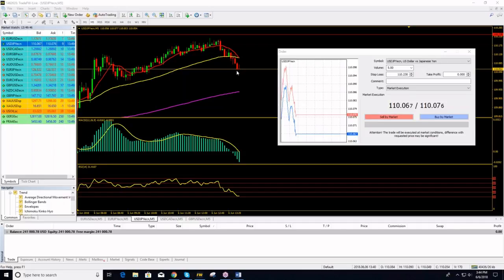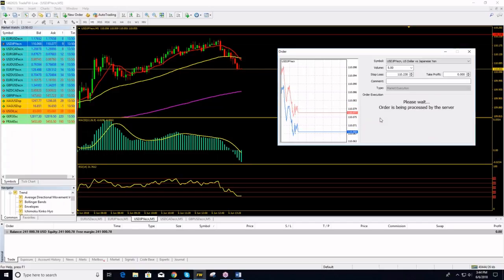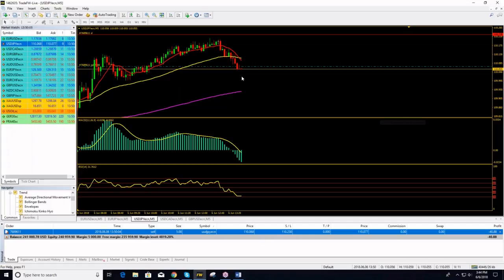Don't break the low of the candle. I want a better price. We have 10 more seconds. Go up, go up, go up to have a better short position. Come on, and a better target price. It's very important not to break the lows. So we are going short. So we just shorted 5 lots, dollar yen, with stop loss 110.23.